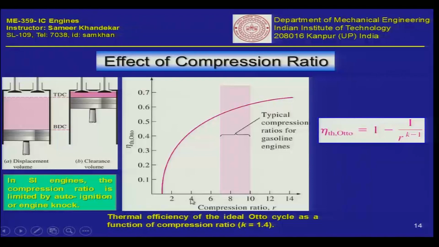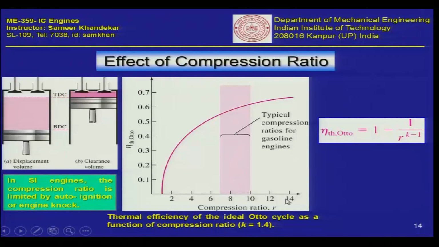Naturally, initially the rate of rise is pretty high and then later on it tapers off, and I have also mentioned here the typical compression ratio of the gasoline engine. Now why do we operate between this and this? Why can't we go higher than this?